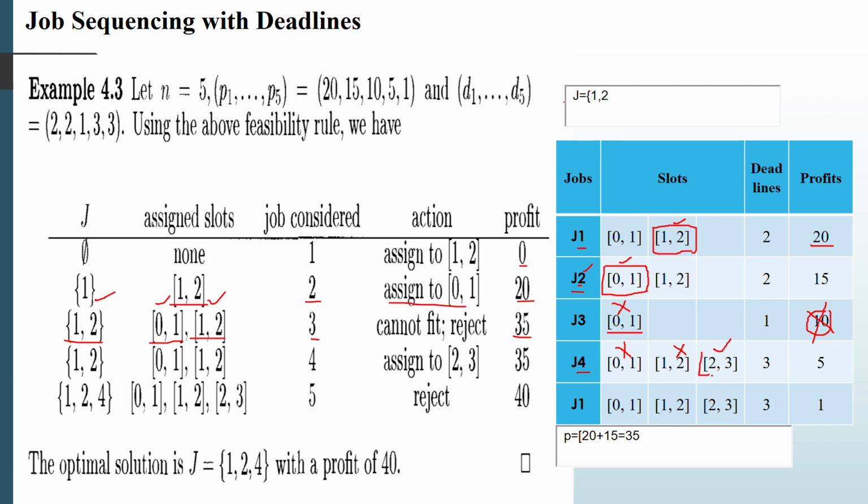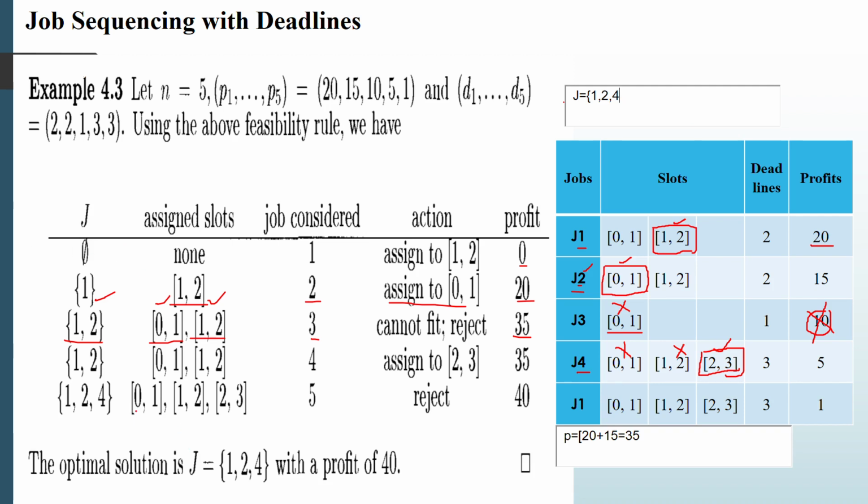Then job 4 utilizes this slot to complete its particular job here. That's why it is assigned to the 2 3 slot. Here the 2 3 slot is available. So now I am assigning this job to complete in this particular slot here. So now that job is also completed. When it completes, then you will include it in the jobs. Okay. So this job 4 is included.